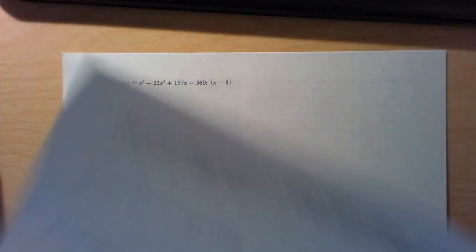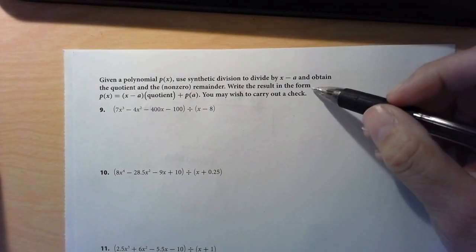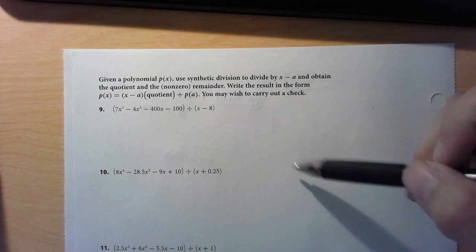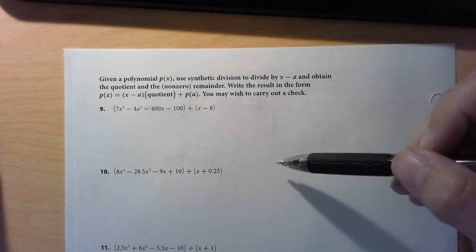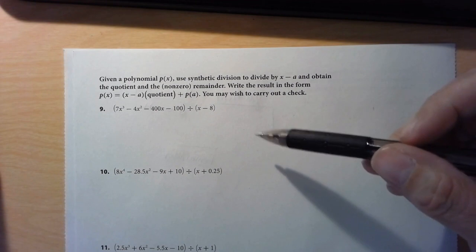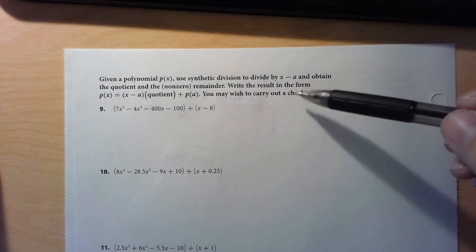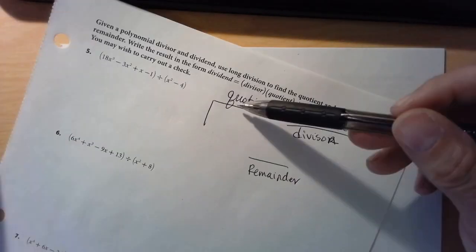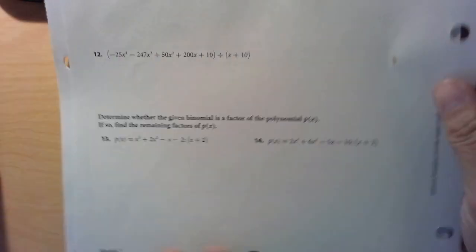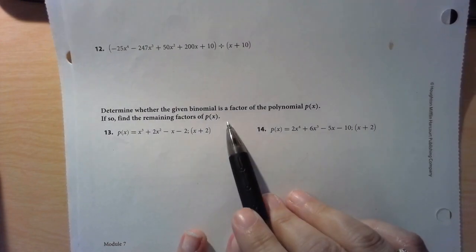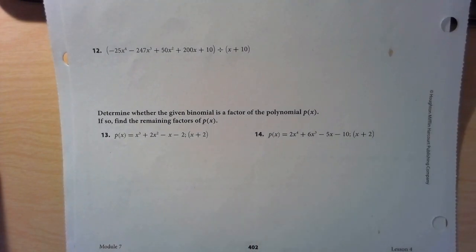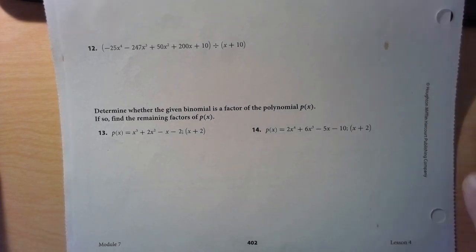Okay. For the questions that are doing synthetic division, you're going to first find your a, use your synthetic division, and obtain the quotient and the remainder. So again, you're going to write your answer in the same form that you'd see here on long division. On these problems, you're actually going to determine if there is a factor and then the remaining factor. You can leave these completely factored out. You can do it down to the first level.